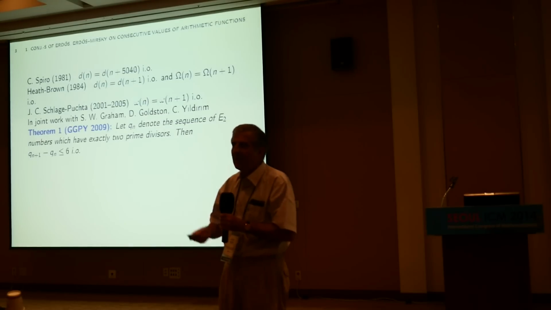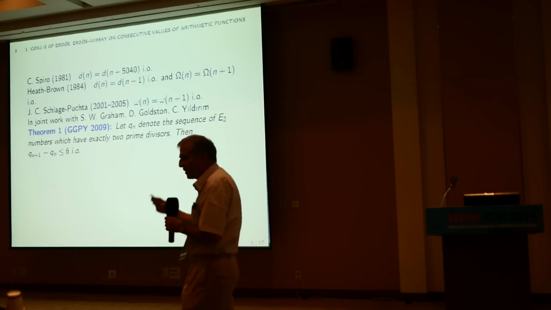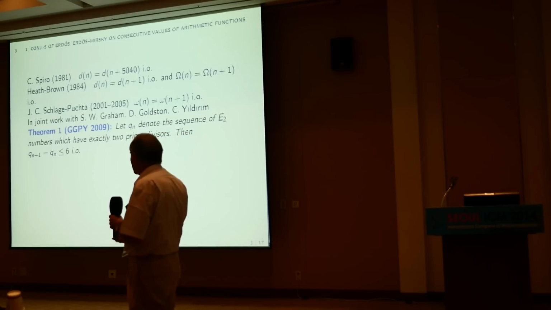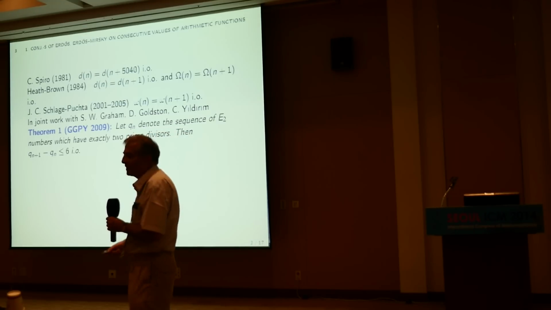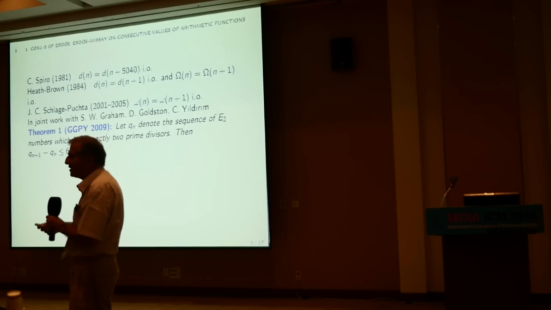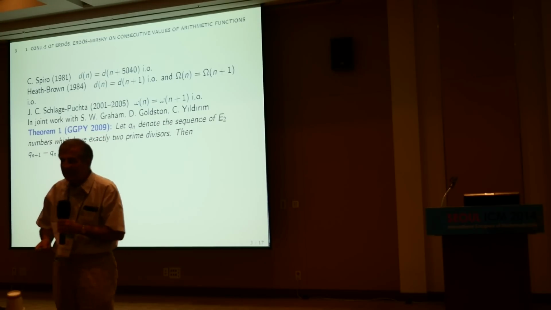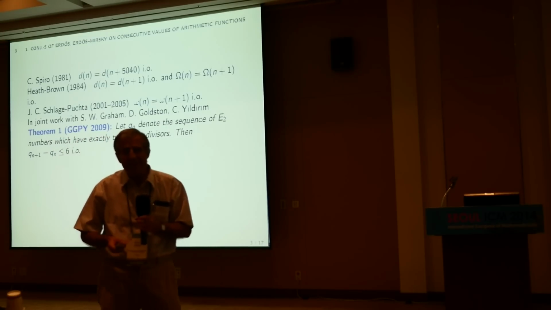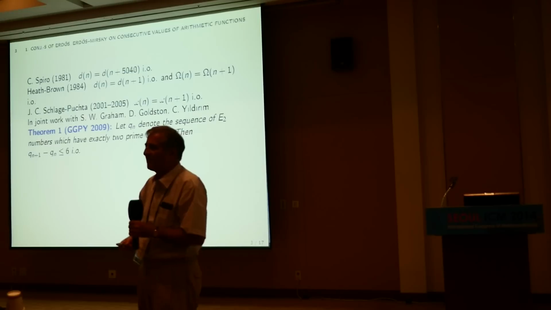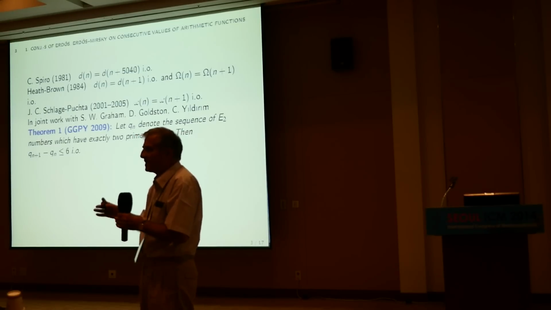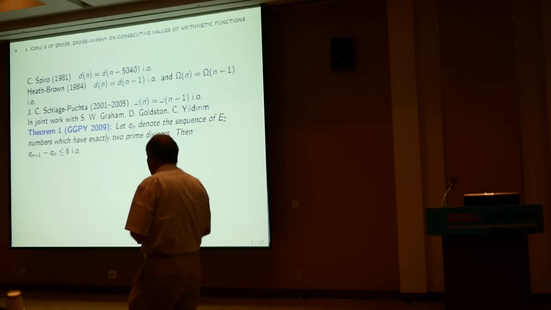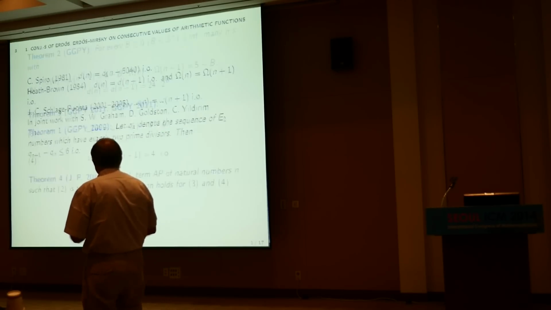We introduced this notation E2 for numbers with exactly 2 prime factors. Then we have infinitely often a bound that moves 6 between numbers with exactly 2 prime factors. And earlier, problems with exactly 2 prime factors seem to be as difficult as problems with primes themselves.